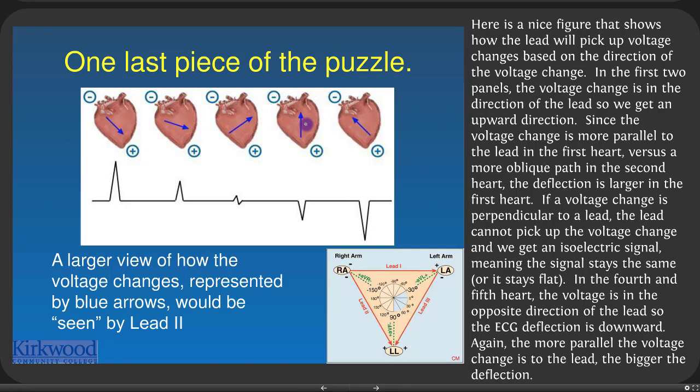So it's a really nice figure to show how the direction of the lead and how parallel the voltage change is to the lead tells us how big of an upward or downward deflection we're going to get on the EKG. And that's the third piece of the puzzle.